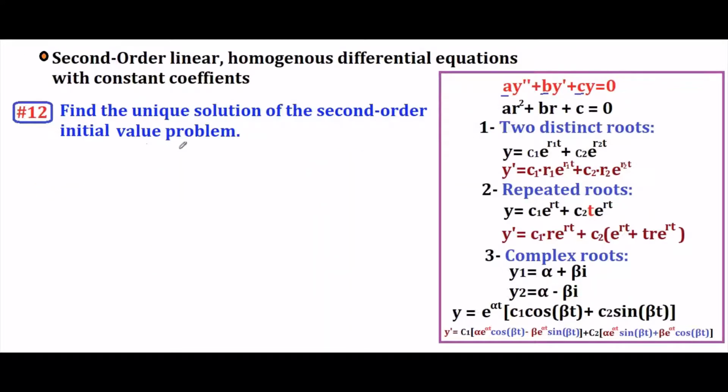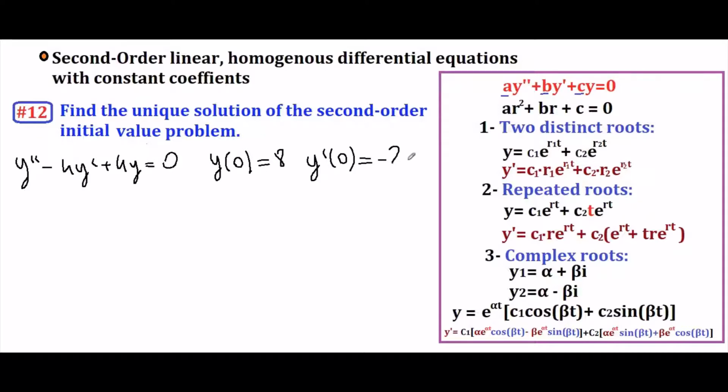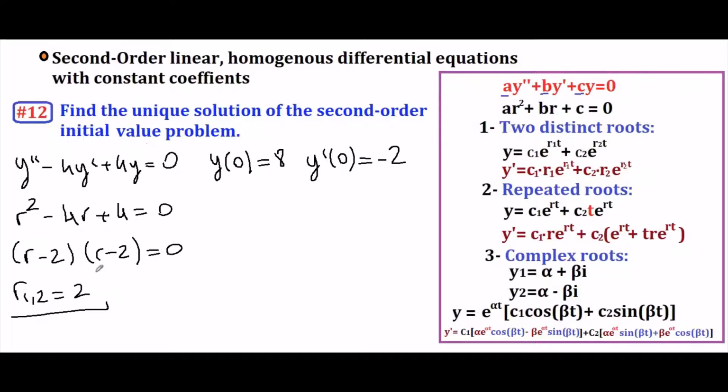Let's do another initial value problem. y double prime minus 4y prime plus 4y equals 0. y of 0 is given as 8 and y prime of 0 is given as negative 2. Our first step is to convert this into the characteristic equation and factor this out. So from here, both r1 and r2 equal 2.